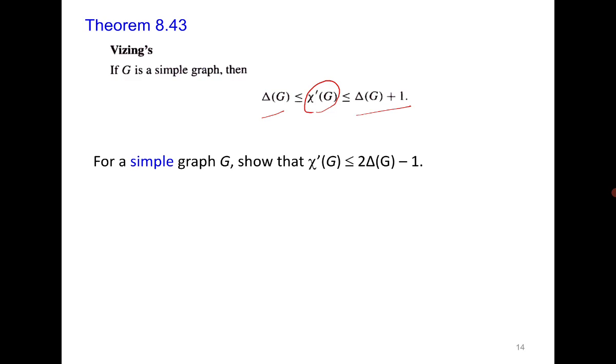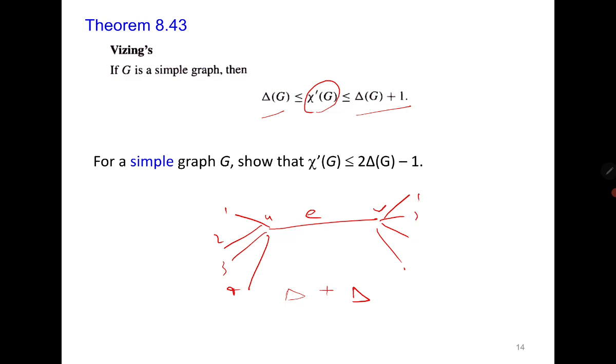And this is a quick observation which shows that chi dash G cannot exceed 2 delta G minus 1. This is very simple because for any edge E, U can have delta neighbors and V can have delta neighbors. The worst case is you can give different colors to all the neighbors. Neighbors means here the edges, and therefore 2 delta colors can be required.